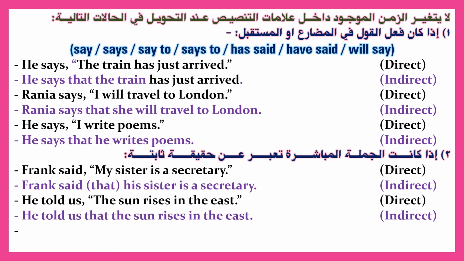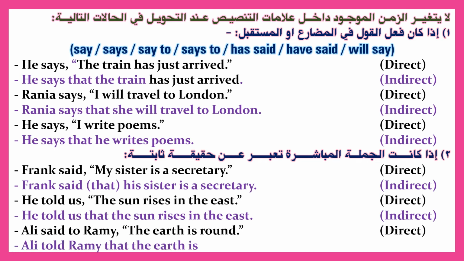Frank said, "My sister is a secretary." Frank said that his sister is a secretary. He told us, "The sun rises in the east." He told us that the sun rises in the east. Ali said to Rami, "The earth is round." Ali told Rami that the earth is round.